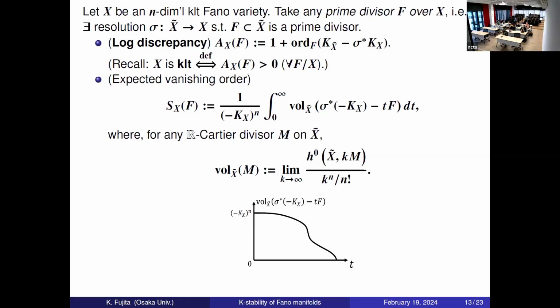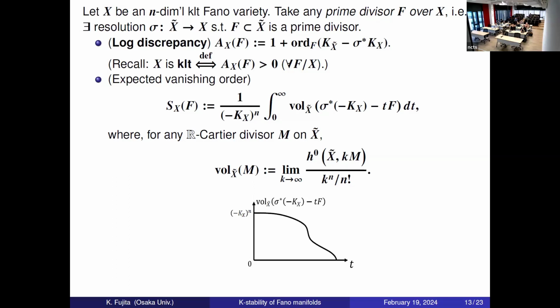And if t is very, very big, then this divisor tends to be non-pseudo-effective. That is, the volume is identically equal to 0. So this integration is an integration from 0 to a bounded area of a continuous function. So it's not such a strange integration, but it still seems awful to consider this value.